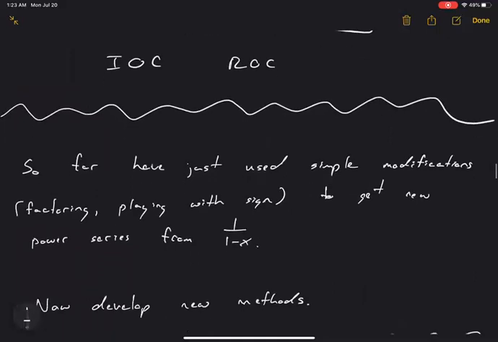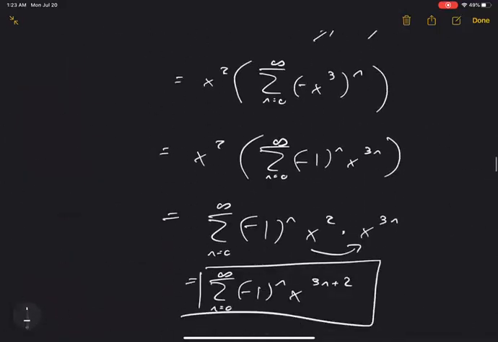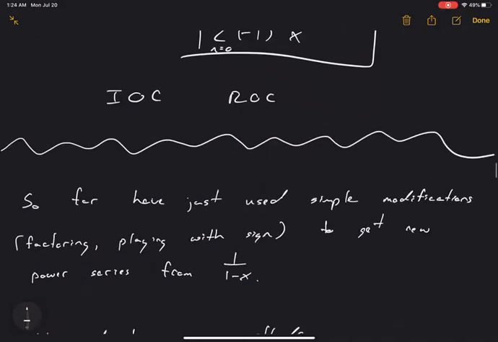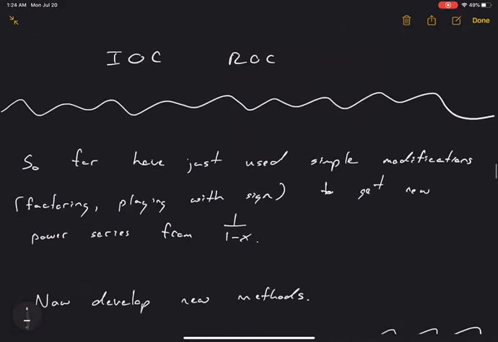So up to this point, we've really just done simple modifications of 1 over 1 minus x. Maybe we factored something, maybe we had a c up here that we factored out, or maybe we had a sign that we needed to change. But that's pretty much all we've done so far.